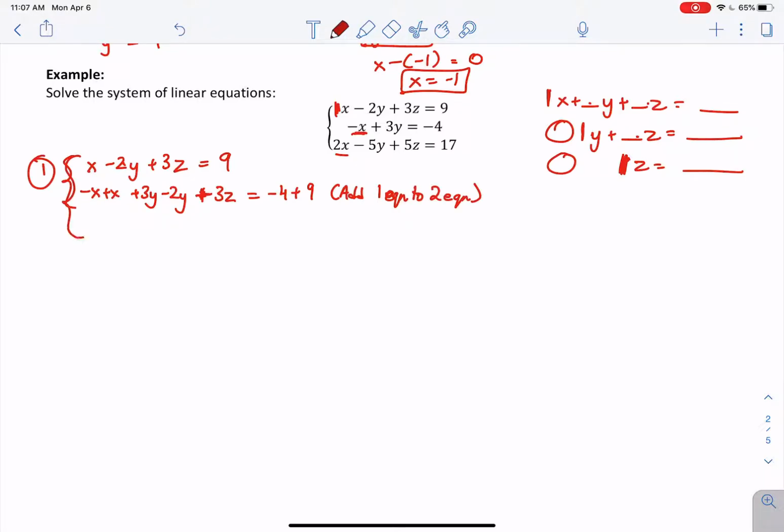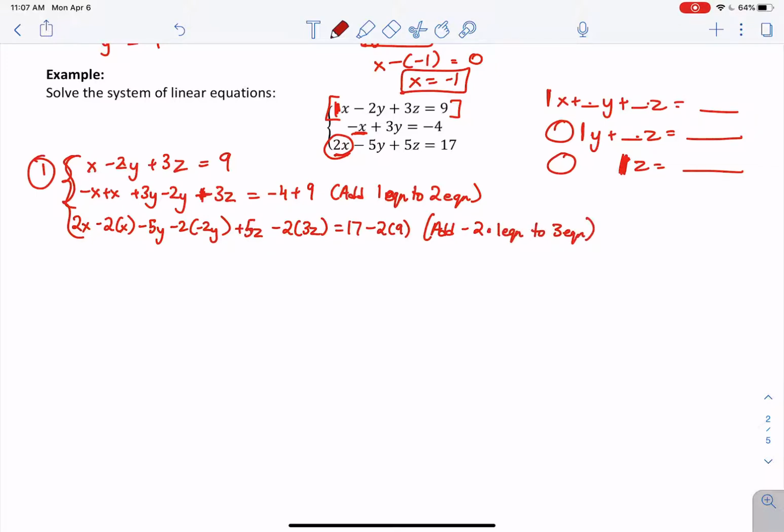And then for the third, I need to get rid of 2 x's, which means I need to multiply this by -2. So it's going to be 2x minus 2x, minus 5y minus 2 times -2y, plus 5z minus 2 times -3 times 3z equals 17 minus 2 times 9. And this is adding -2 times the first equation to the third equation. So I can simplify all of that. I'll get x minus 2y plus 3z equals 9.